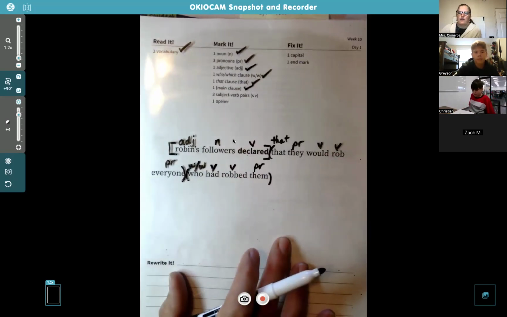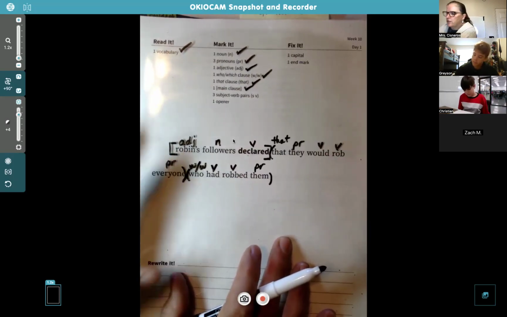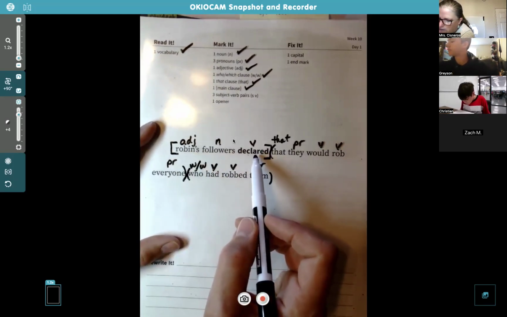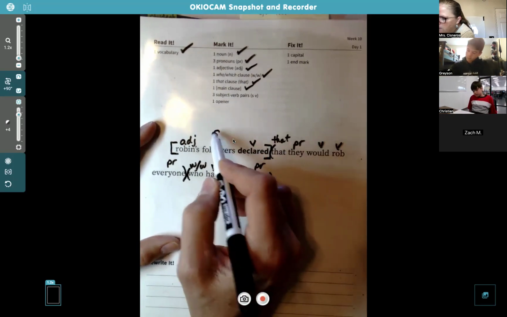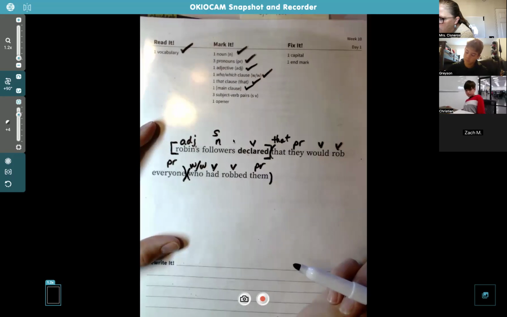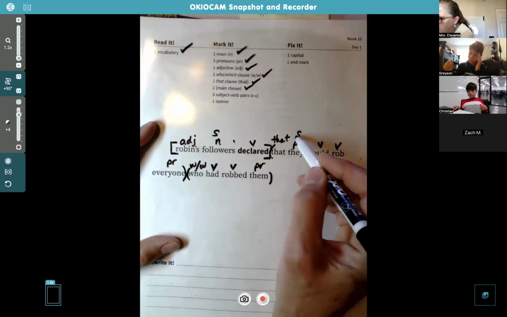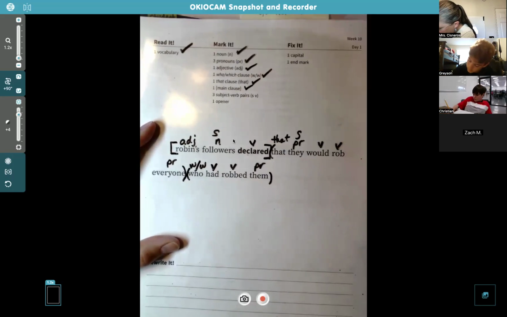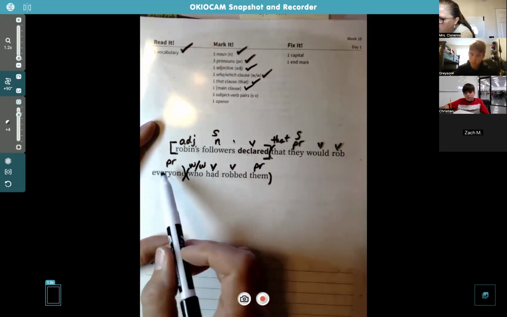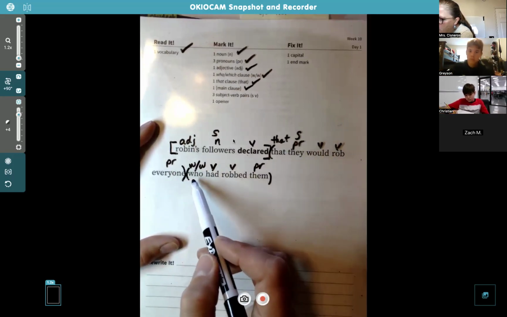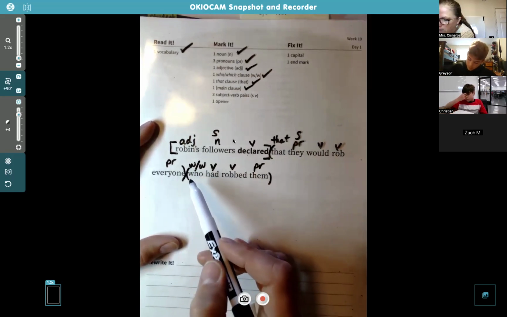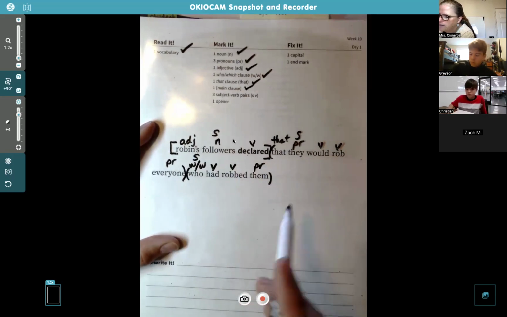Now the subjects, I'll help you find those, Zach, but look at just the main clause here. Who declared? Followers. Good. That's the subject there. Who would rob everyone? Who's the subject in that clause? They. Good. And the last one? Is that everyone? Actually, that's part of that clause. So it would be who had robbed them. So in a who which clause, it's always who or which most of the time. So it's actually who, yeah, is the subject.